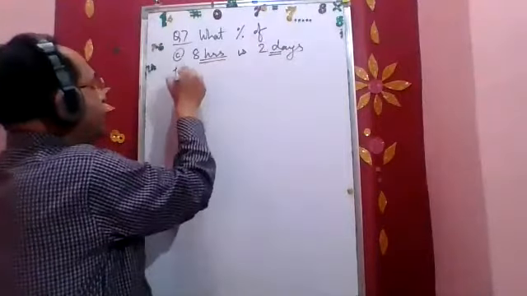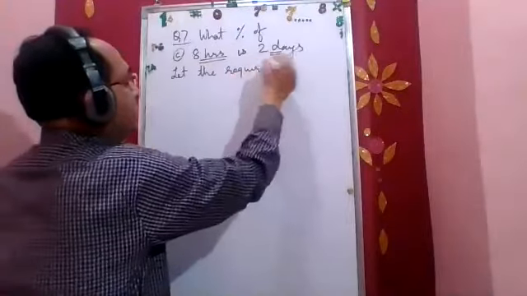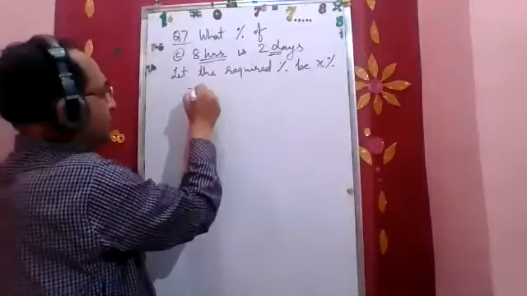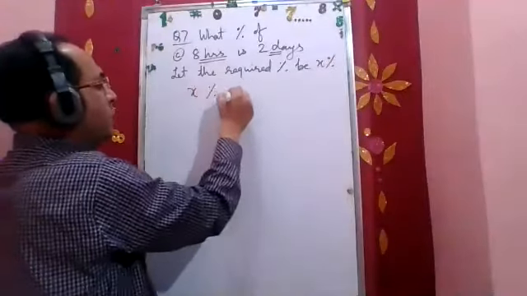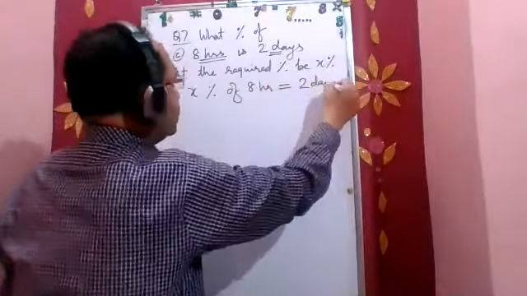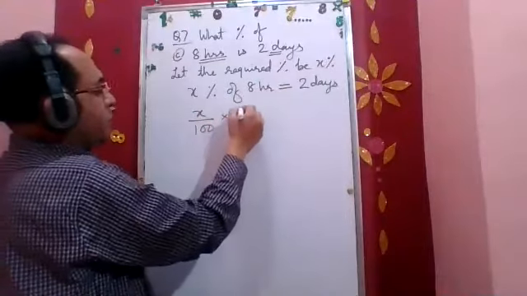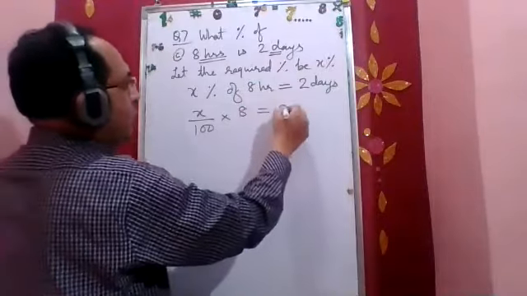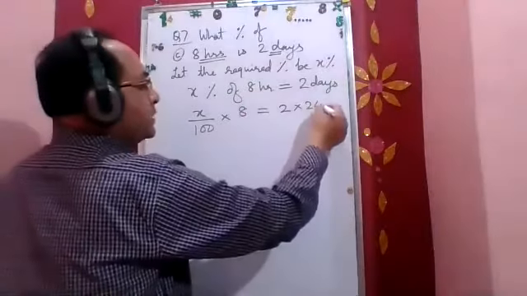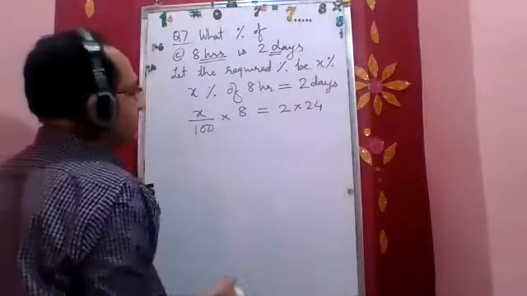So what we say is, let the required percent be X. So X percent of 8 hours is 2 days. But as you know, the units are different, so we convert them into the same units. Multiply 2 into 24, because 1 day is 24 hours, so I'm converting these into hours. After that, we can simplify it.